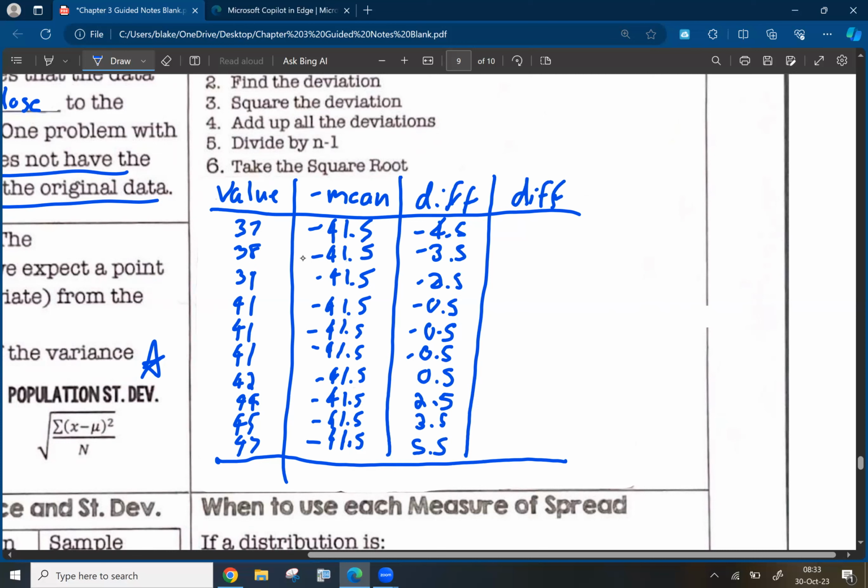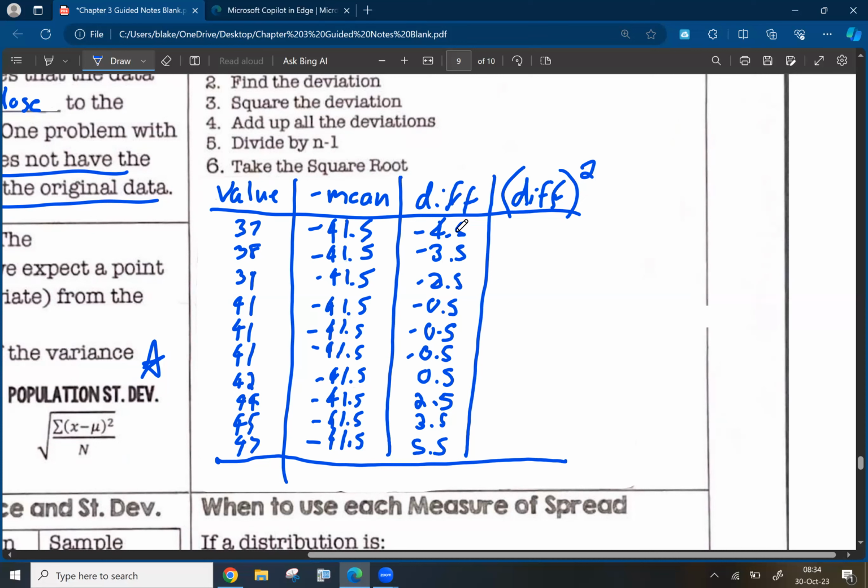Now what we're going to do is square all those differences. Take every difference that we just found and square it. So negative 4.5 squared, times itself. Negative 3.5 squared, times itself. Remember, if you take a negative number and square it, you're doing a negative times a negative, which should be positive. So all these numbers are going to be positive here.